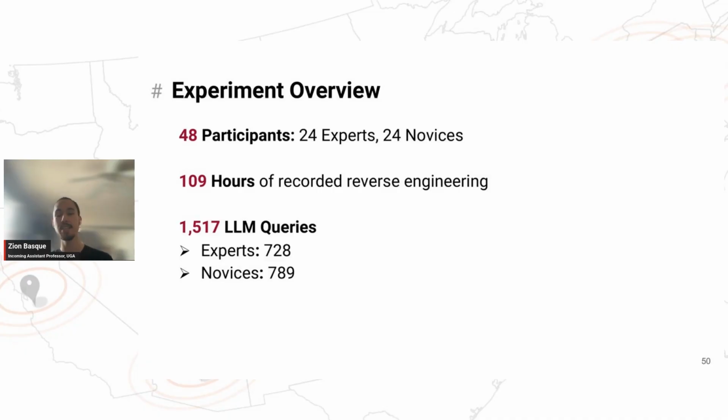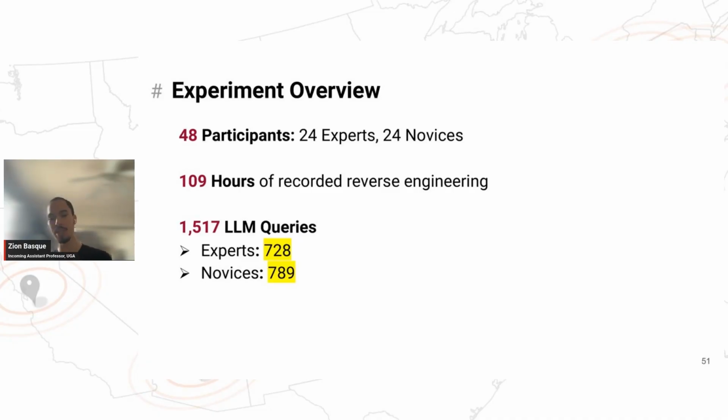What this really says is people used an LLM in total 1,500 times. The first interesting thing I want to note here is that between experts and novices, they actually used an LLM almost the same amount of times, which was non-intuitive for us because we expected experts to be much less reliant on LLMs than novices. And so this was kind of the first takeaway of our study, that people are actually using LLMs the same amount, regardless of how good they were at reverse engineering.